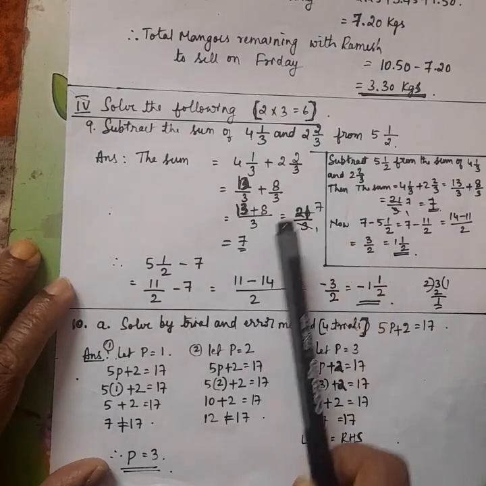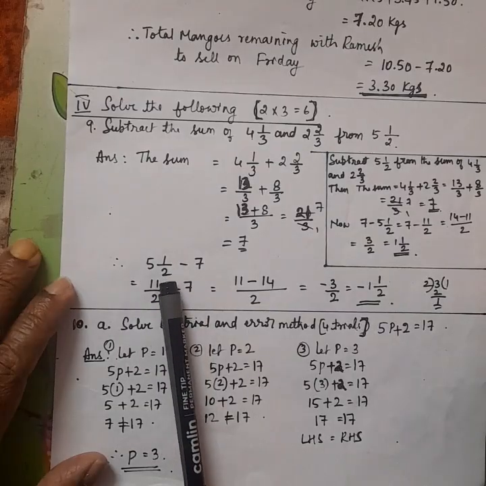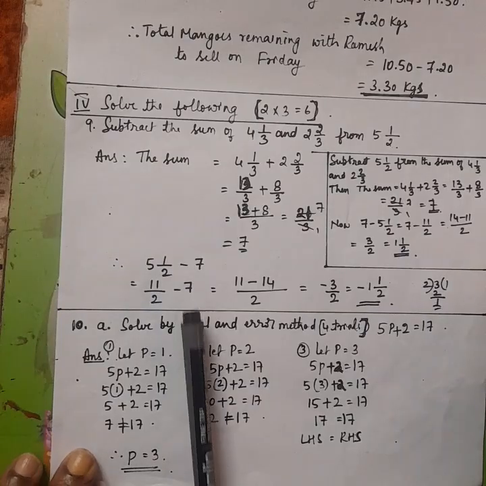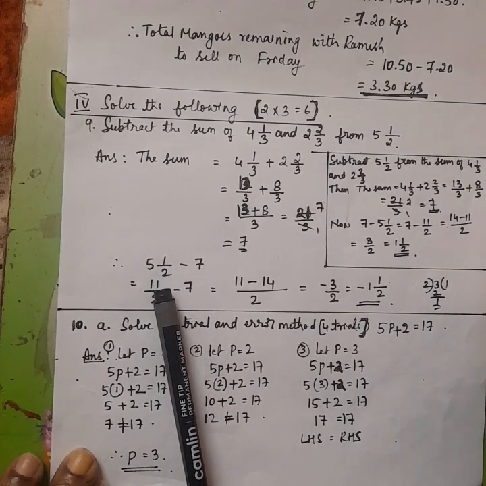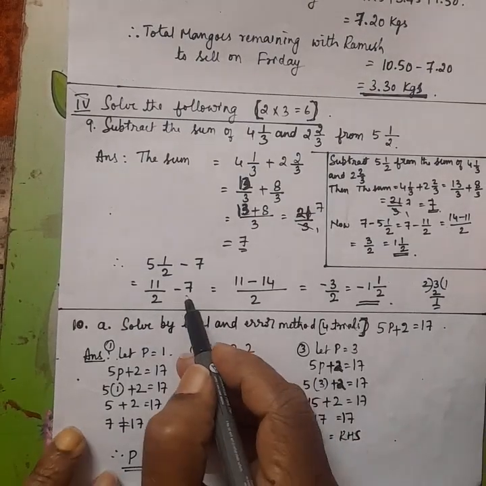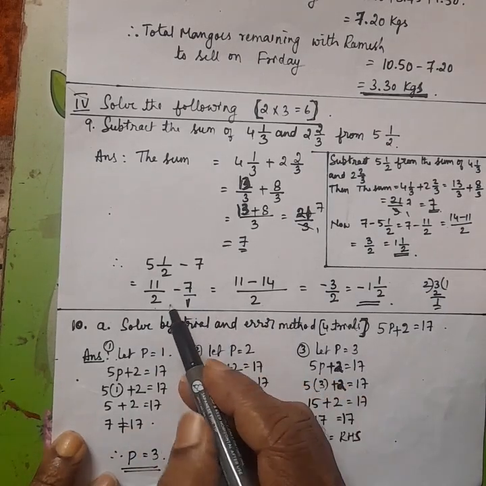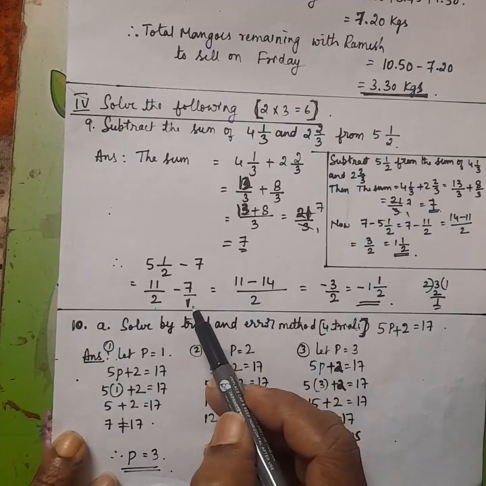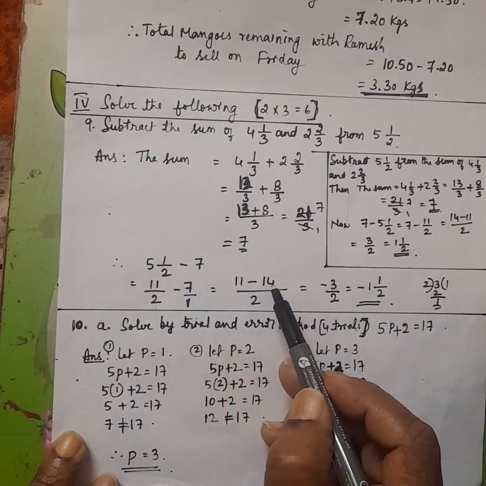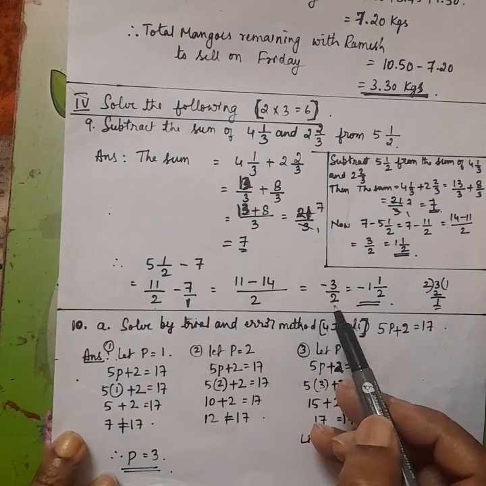Now we have to subtract this sum from 5 1 by 2. So therefore 5 1 by 2 minus 7. Now when you convert this into an improper fraction, 5 2s are 10, 10 plus 1, 11, 11 divided by 2 minus 7. So when you take the LCM of 2 and 1, LCM will be 2. 2 ones are 2, 11 into 1 is equal to 11. And 2 into 7 is 14. So 11 minus 14 is equal to minus 3 divided by 2.